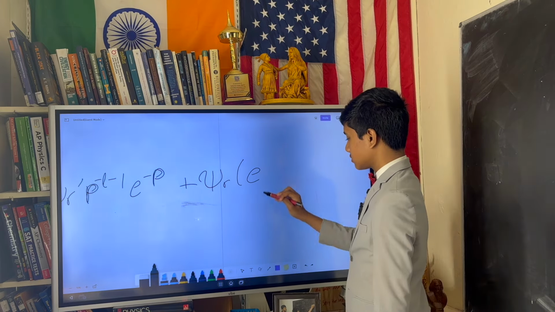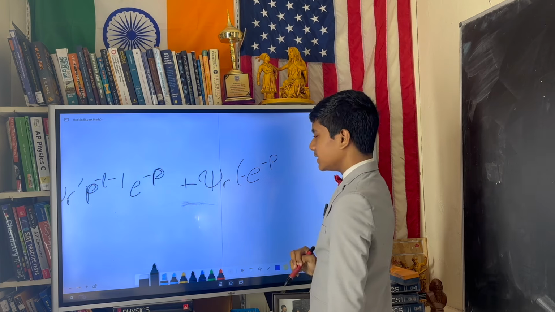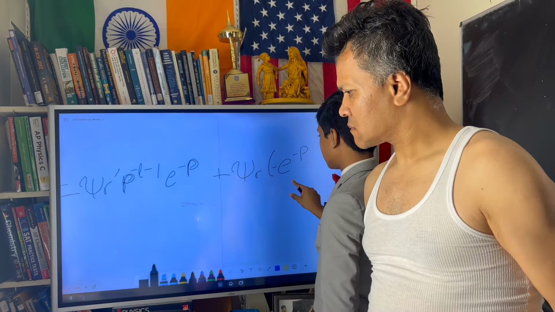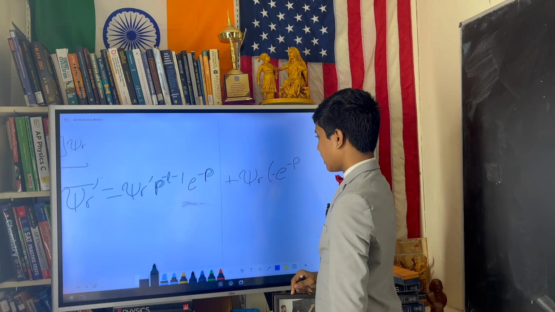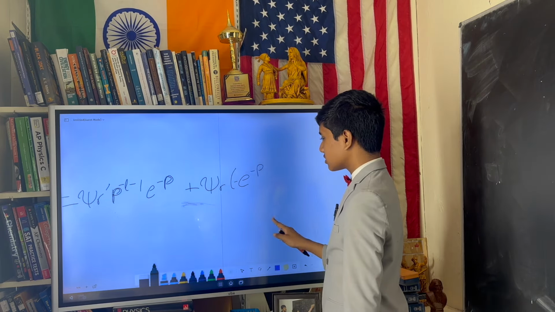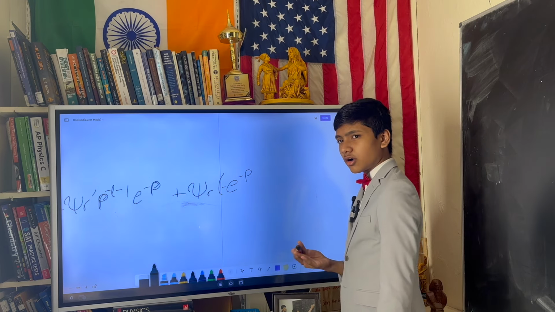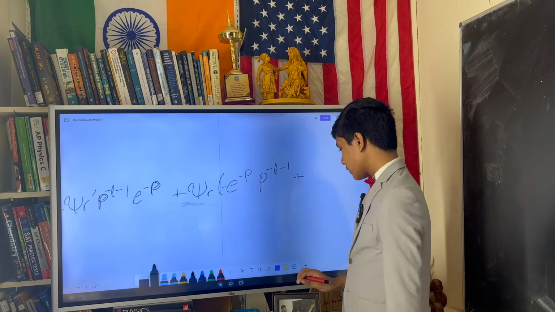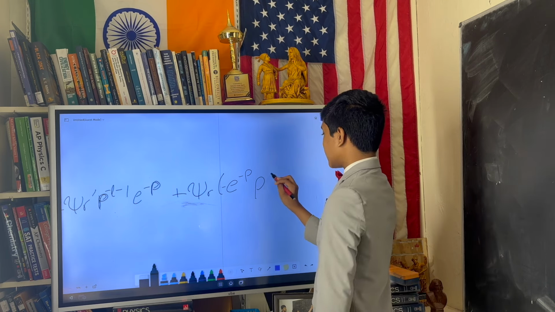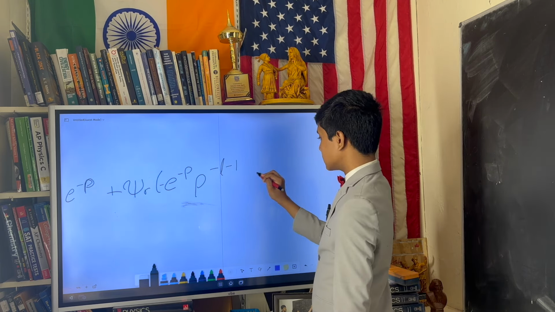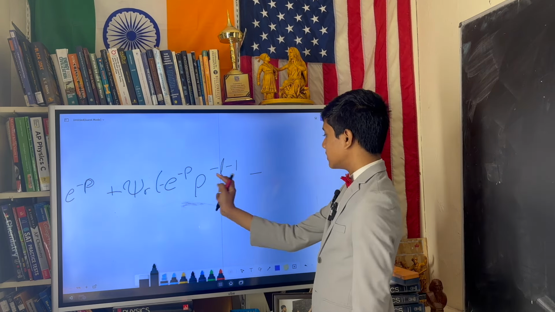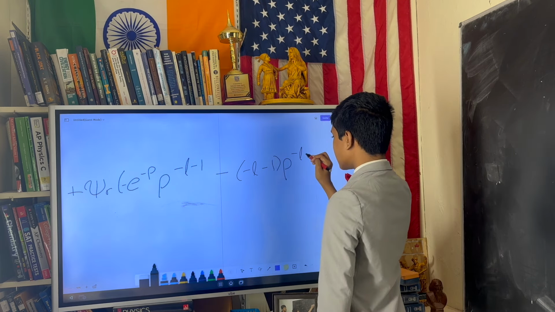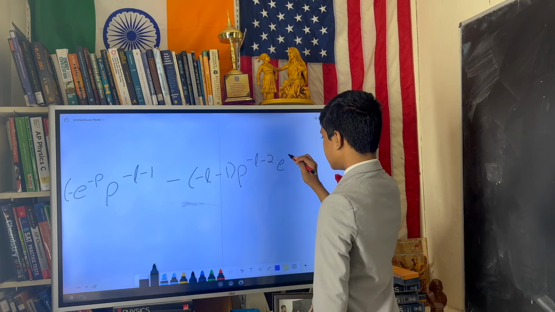What is it? Minus e to the minus rho, that's over there. So minus e to the minus rho times rho to the minus L minus 1, plus what's the other term? Well, that's actually also going to be a minus, since we're using the power rule on this one. So you take this out, this becomes minus L minus 1, this becomes rho to the minus L minus 2, and this is e to the minus rho.